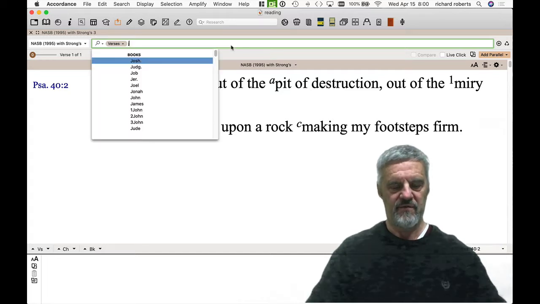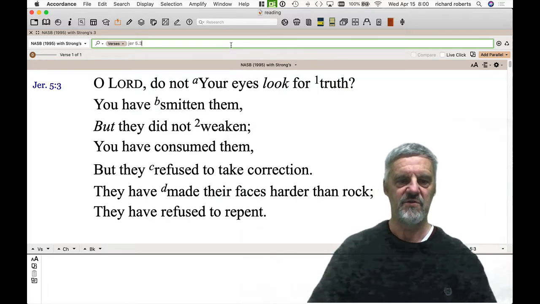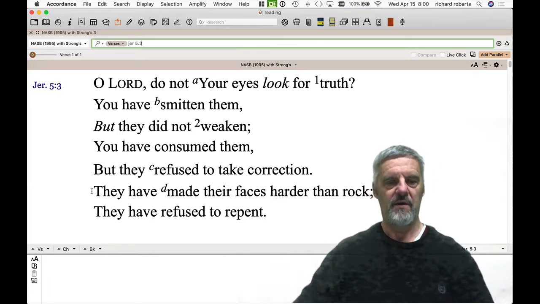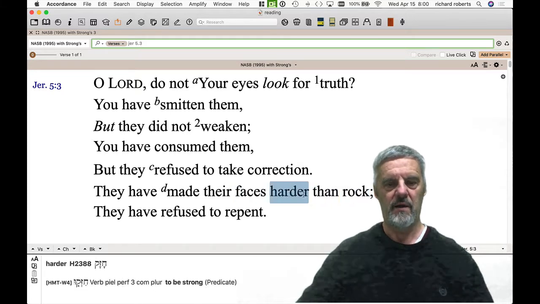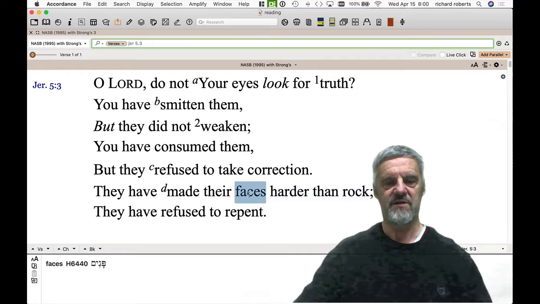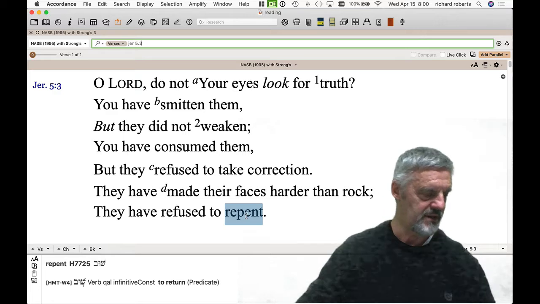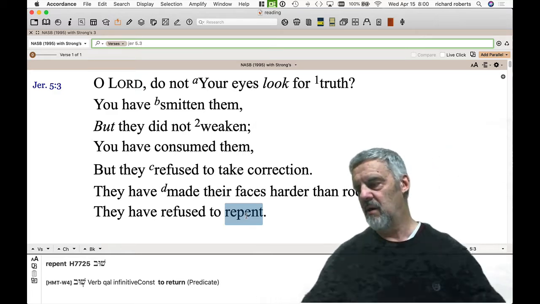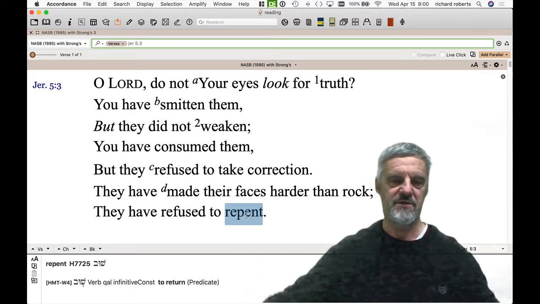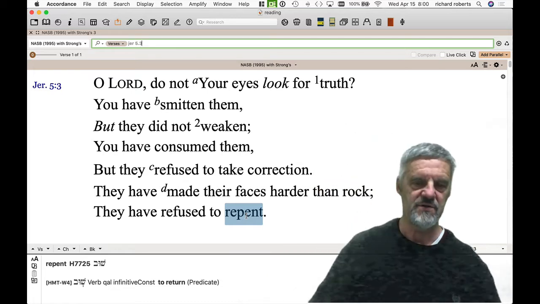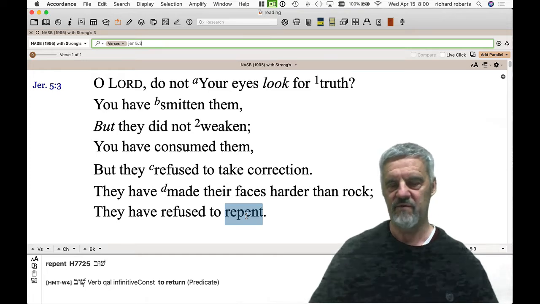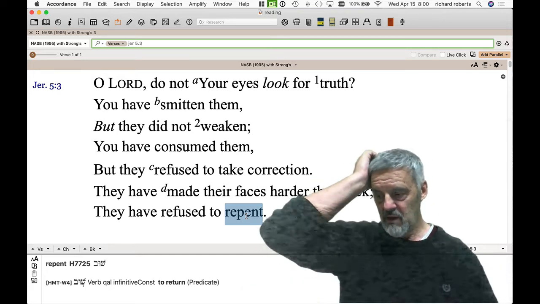The stubbornness of the nation of Israel as they refuse to listen to the voice of the prophets is compared to the hardness of a rock. They have made their faces harder than rock. Here the hardness of a rock is the point of comparison with the faces of these stubborn Israelites. They have refused to repent. And so the point of comparison in the imagery of a rock is different in different verses, but when David speaks of the Lord as a rock, he is especially referring to the refuge that the Lord provides for him.